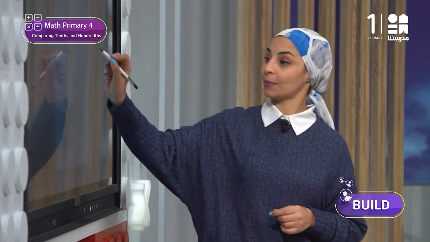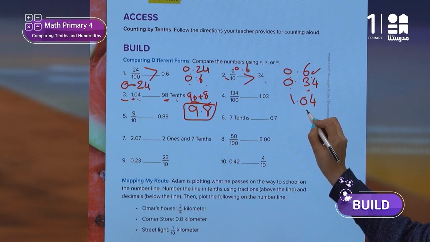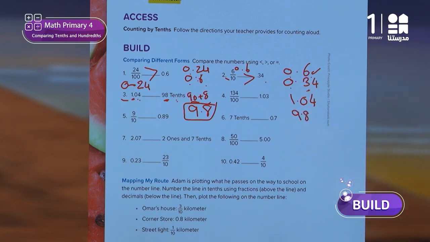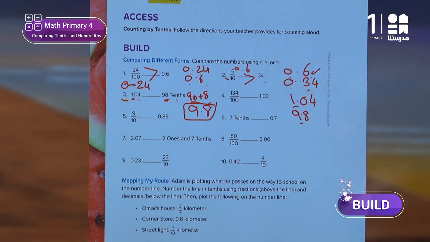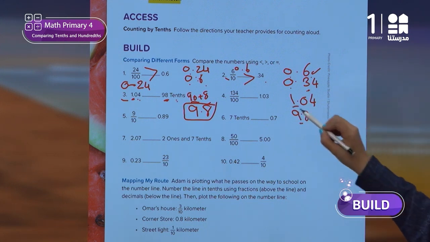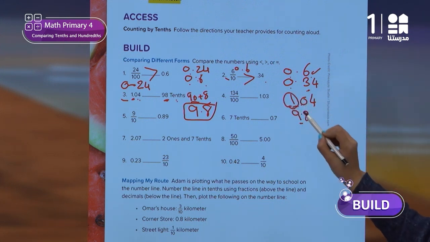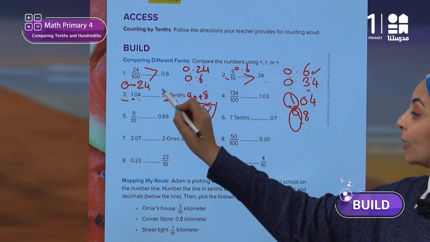طيب زي ما شرحنا قبل كده لازم نعمل ال numbers under each other. اوكي يبقى هعمل 1.04 under it 9.8. اوكي طيب so let's compare between the whole numbers. زي ما احنا شايفين كده ال first number انا عندي 1 whole والsecond number انا عندي 9 whole. ده معناه ان 98 tenths greater than 104 hundredths.